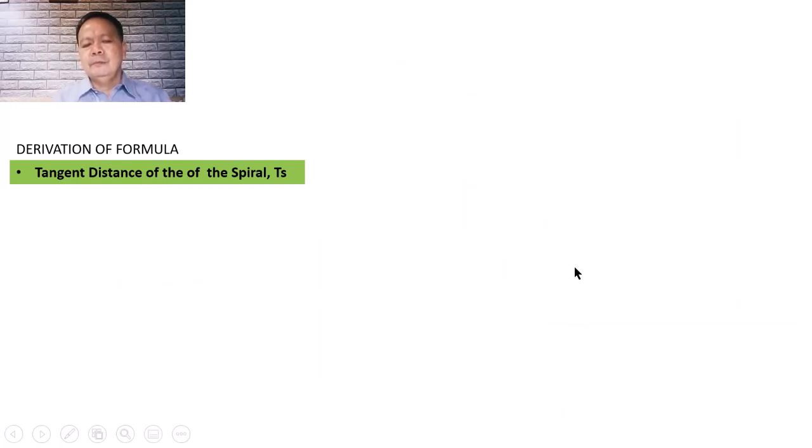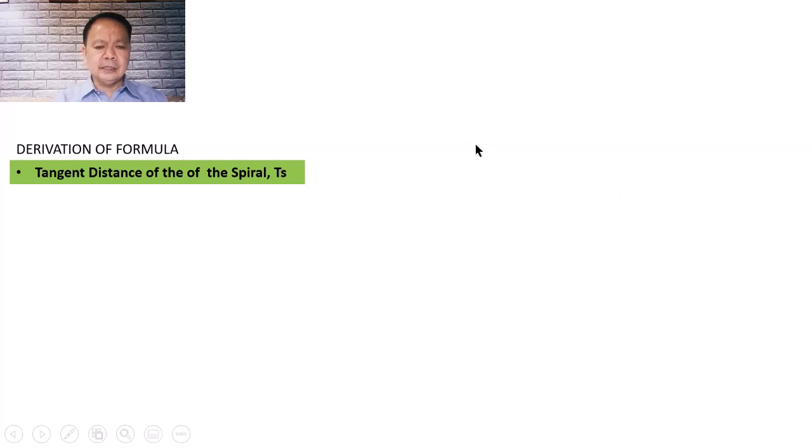So, marami kasi akong sinusubaybayan na mga references, and I find that some of them find it hard to explain the formula for finding the tangent distance. So, para ma-derive natin itong tangent distance, siguro mas maganda ay balikan uli natin yung drawing or illustration of a spiral transition curve in combination with the simple curvature.